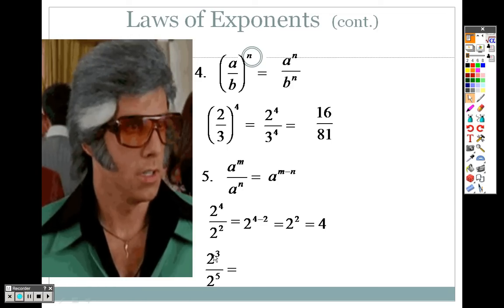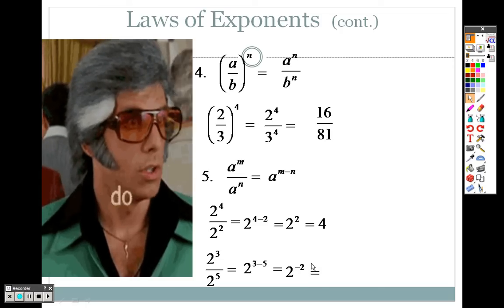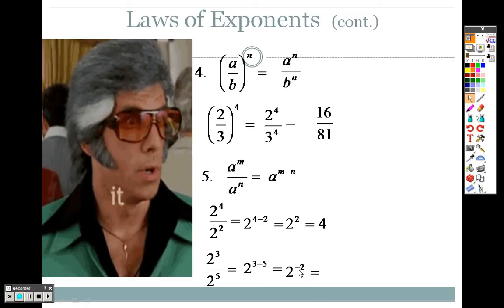So another example here, 2 to the 3rd over 2 to the 5th. You still subtract, even though the bottom's bigger, still subtract. 2 to the 3 minus 5. Well, what's 3 minus 5? Negative 2, right? And what rule did we just go over with negatives? Whenever you have a negative in the exponent, you've got to move that. So since this is on the top, let's move it to the bottom. So we actually get 1 over 2 squared, which happens to be 1/4.